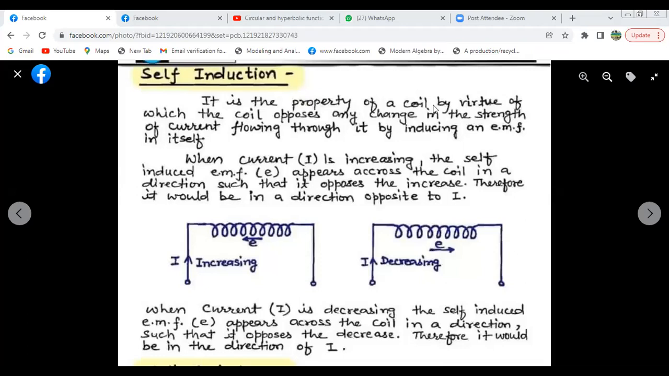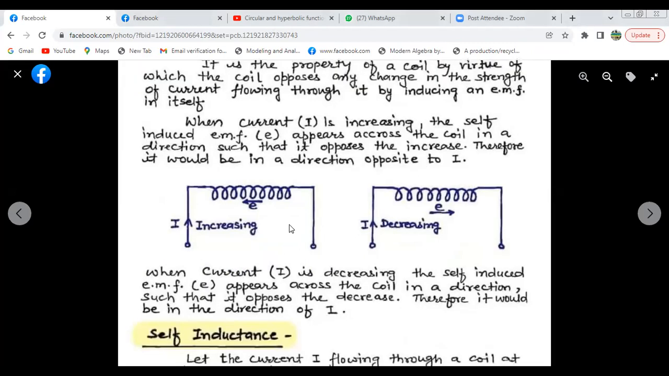It is the property of a coil by virtue of which the coil opposes any change in the strength of current flowing through it by inducing an EMF in itself. When the current I is increasing, the self-induced EMF appears across the coil in a direction such that it opposes the increase. Therefore, it would be in a direction opposite to I.